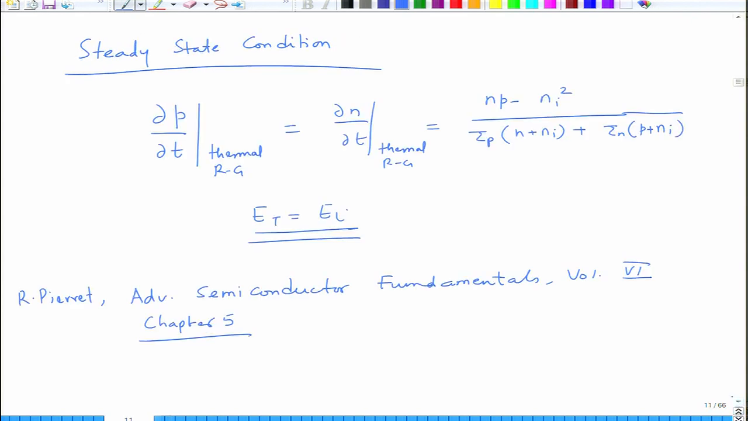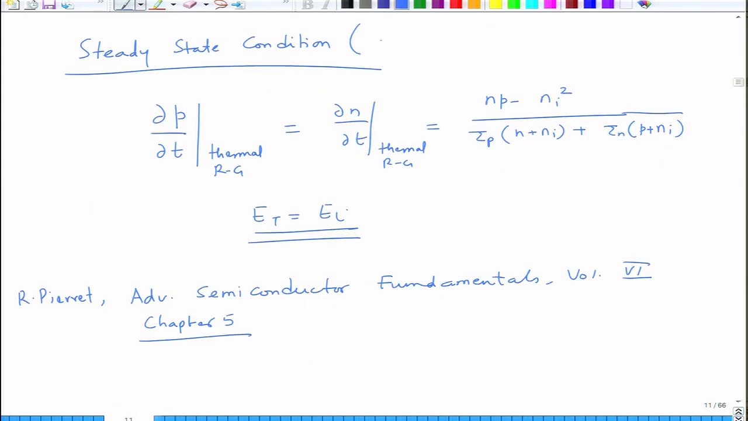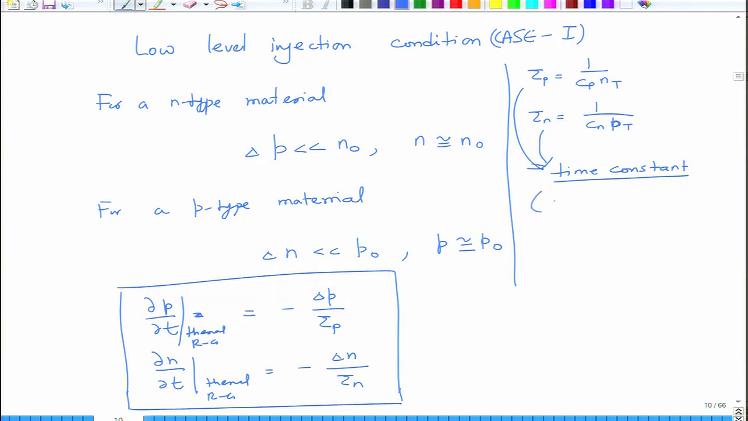So you can say this low level injection condition is case 1. And a steady state condition is case 2, which is when this Et is equal to Ei, and what it also means is that basically Rn is equal to Rp in this case, and tau n and tau p are essentially time constants, you can say these are hole or electron lifetime, the time for which an electron or hole is alive, and these can be determined experimentally. So similarly, these are the carrier lifetimes, as we call them.